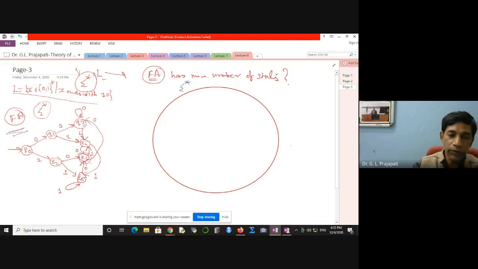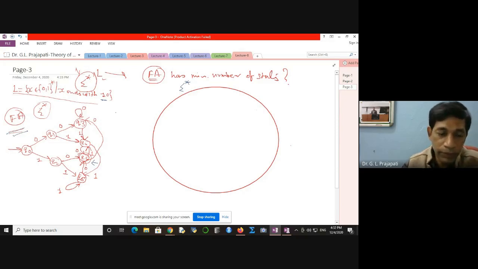Whenever your FA ends in Q5, which is the final state, what is the language you are going to accept? Strings that end with 10. So the language of Q5 is strings ending with 10. Whenever your FA ends in Q3, the language accepted is every string that ends with 00. If you are ending at Q4, this means all possible strings that end in 10.